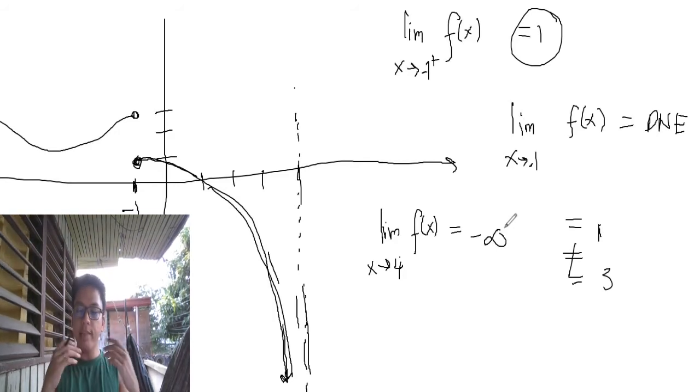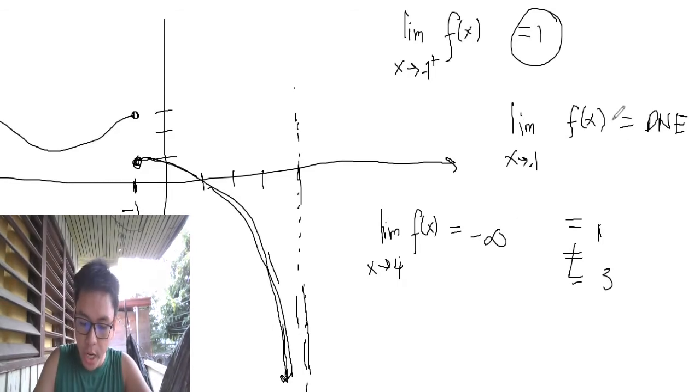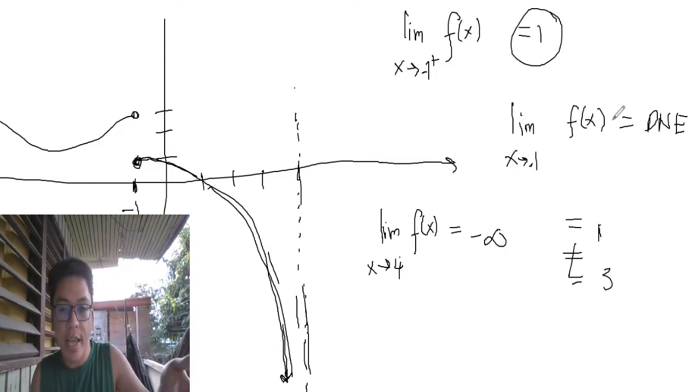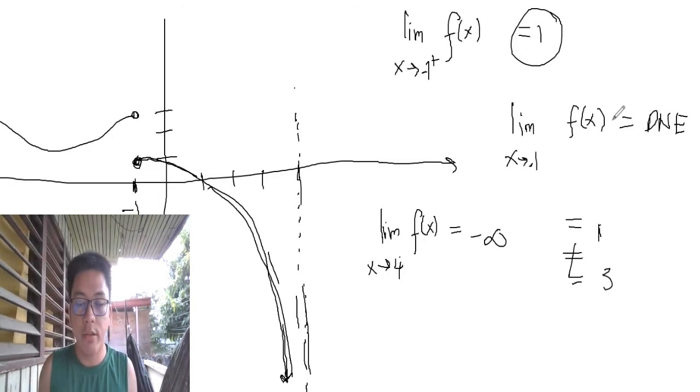Okay, so what does it simply tell us? This is unbounded behavior. It's not actually saying that the limit exists, but it's telling you in a manner that it does not exist. But there's a negative infinity that we can use to represent the limit of the function f of x as x approaches 4.